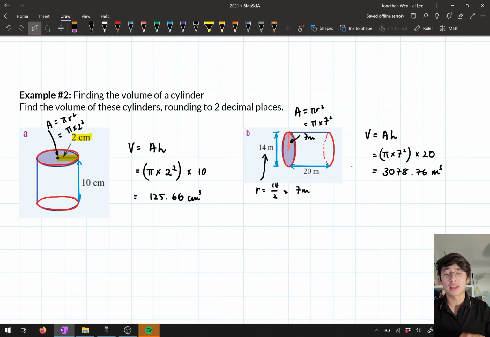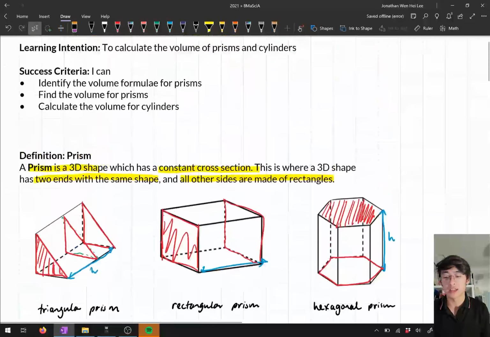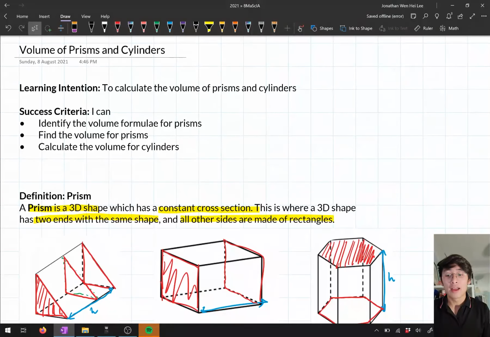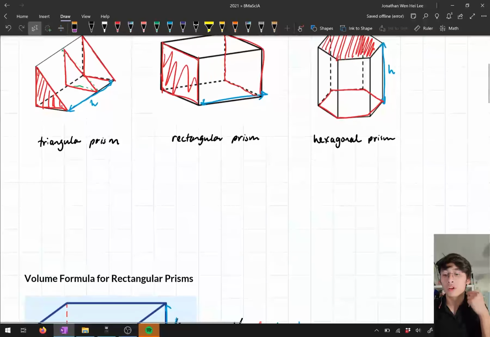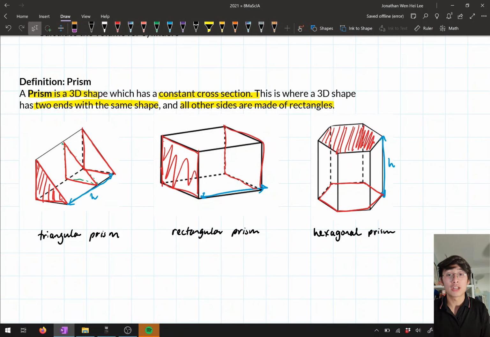Okay, so that's it for today's lesson. Let's do a quick summary of what we talked about in today's lesson. In today's lesson, we talked about calculating the volume of prisms and cylinders. And so what we did was we noticed that a prism was a 3D shape where it has the same cross-section area. So here you had two ends with the exact same shape, and if we cut anywhere between the two shapes, we would have the exact same shape produced on the ends of our shape.